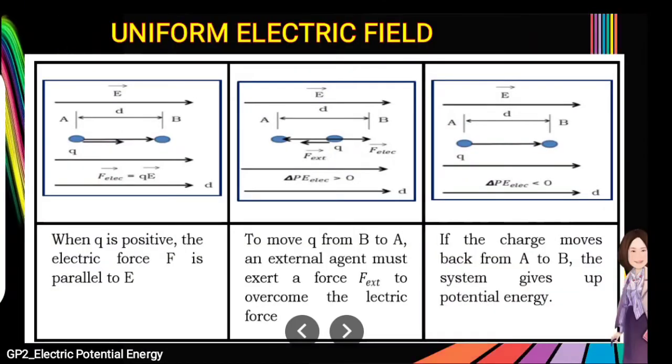We also have here the uniform electric field. You can see in the diagram, when Q is positive, the electric force is parallel to E, the electric field. Now, to move Q from B to A, an external agent must exert a force to overcome the electric force. In the third diagram, if the charge moves back from A to B, the system gives up potential energy, so it will become 0.